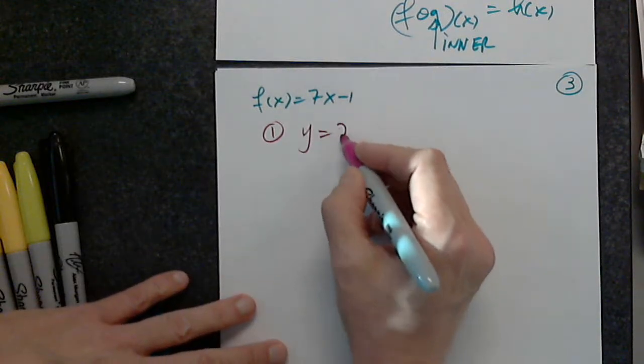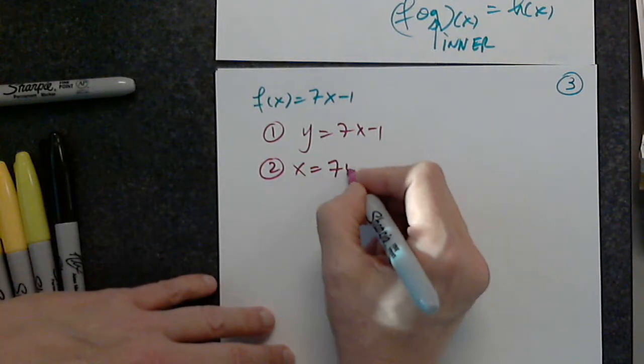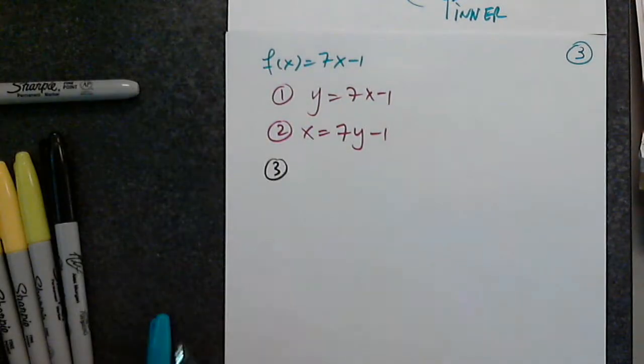Y equals 7x minus 1. Step 2: swap x and y. We are allowed to do that. This is the only case that I can think of in algebra in which we do this. Step 3: solve for y.